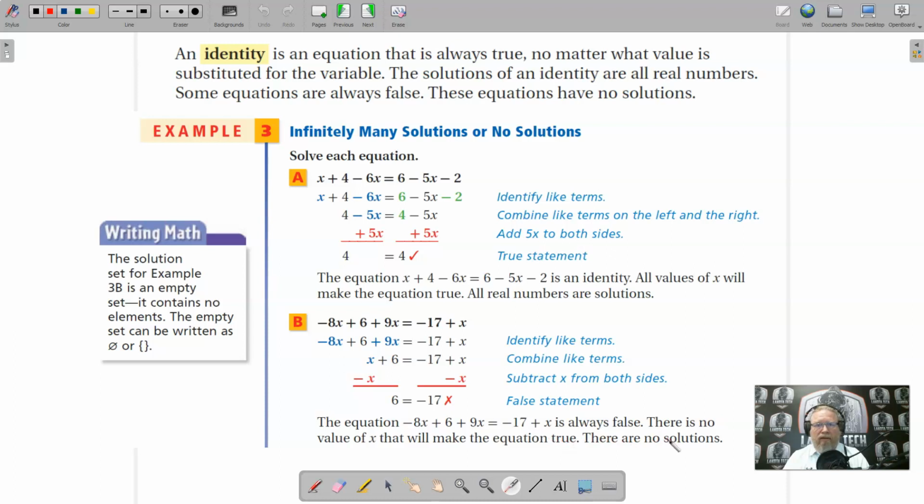There are no solutions. So whenever it comes down to identity, infinite number of solutions, or no solutions, this is what we get whenever we try to work the problem out and find a solution. The variables just disappear, and we're left with just numbers on each side. If they equal one another, it's an identity, infinite number of solutions. If they don't equal each other, then it makes a false statement, and there are no solutions.